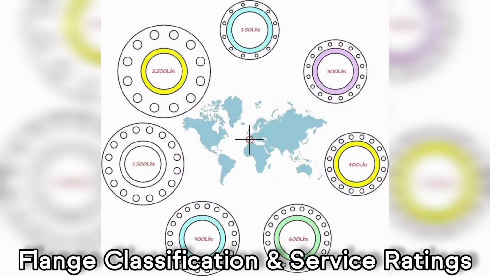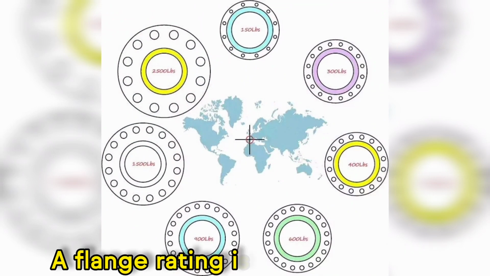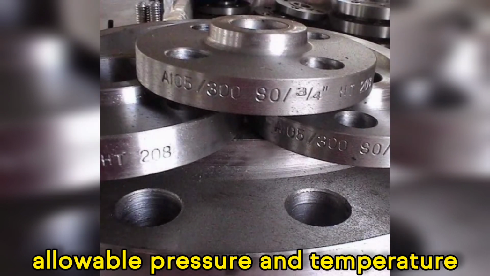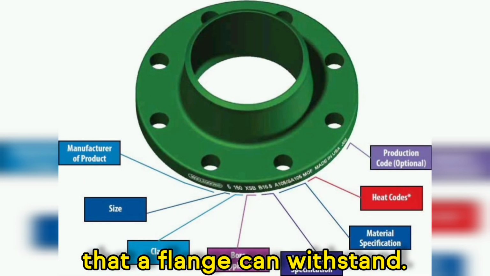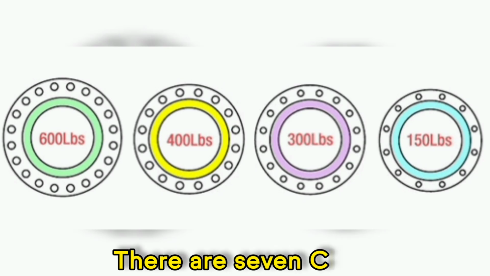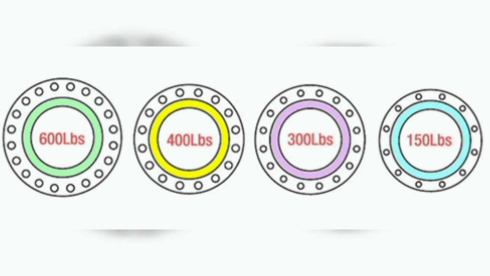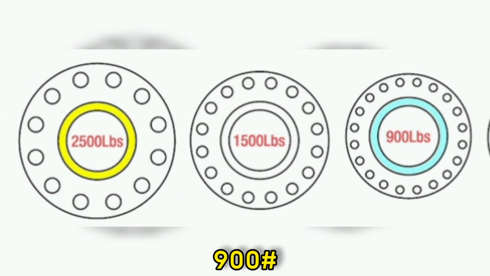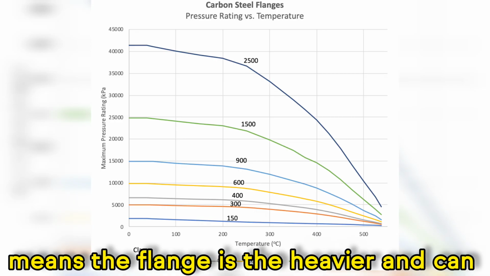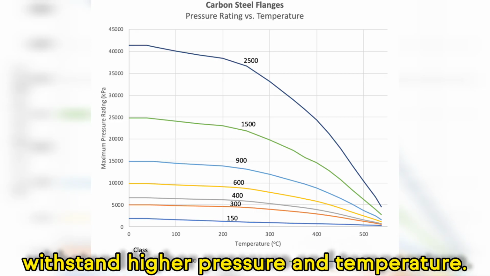Flange classification and service ratings. A flange rating is a measurement that indicates the maximum allowable pressure and temperature that a flange can withstand. A flange rating is also known as a flange class or pressure class. There are 7 classes: 150 pound, 300 pound, 400 pound, 600 pound, 900 pound, 1500 pound, and 2500 pound. Higher flange ratings mean the flange is heavier and can withstand higher pressure and temperature.